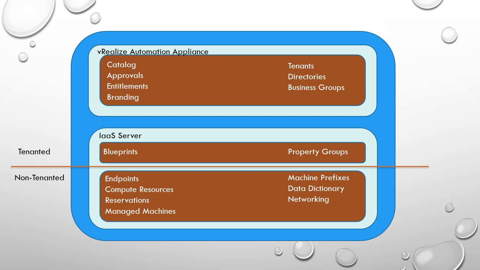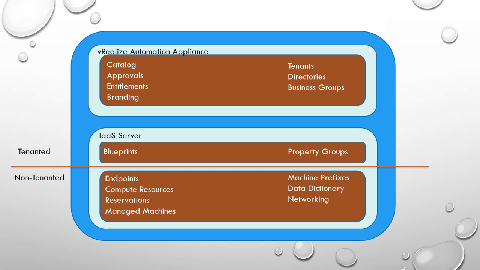Now, each of these tenants can have some exclusive services associated with them, which will be visible only to that tenant. They're called tenanted services and will be visible and consumable by that tenant only. On the other hand, the non-tenanted services are visible and consumable by all tenants.